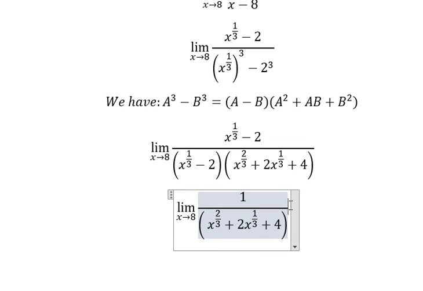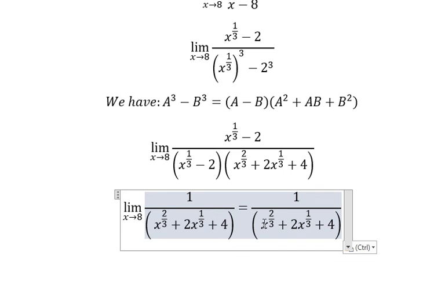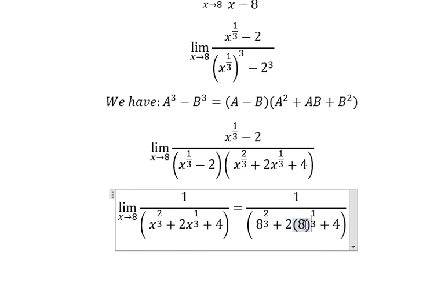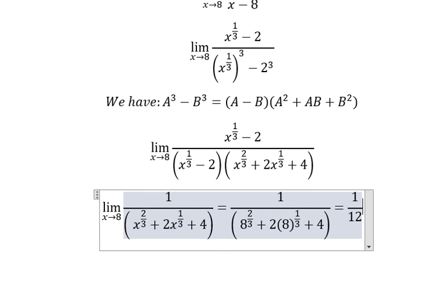Next, we put number 8 going here and here. And now we have the final answer. And we have 1 over 12. This is the end.